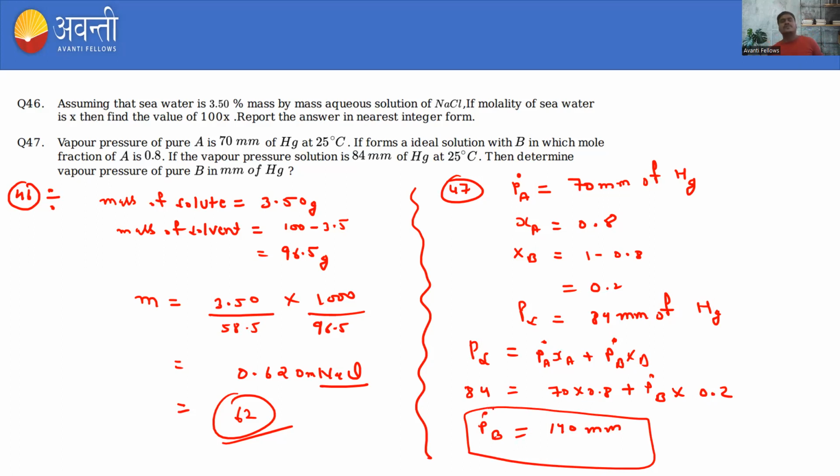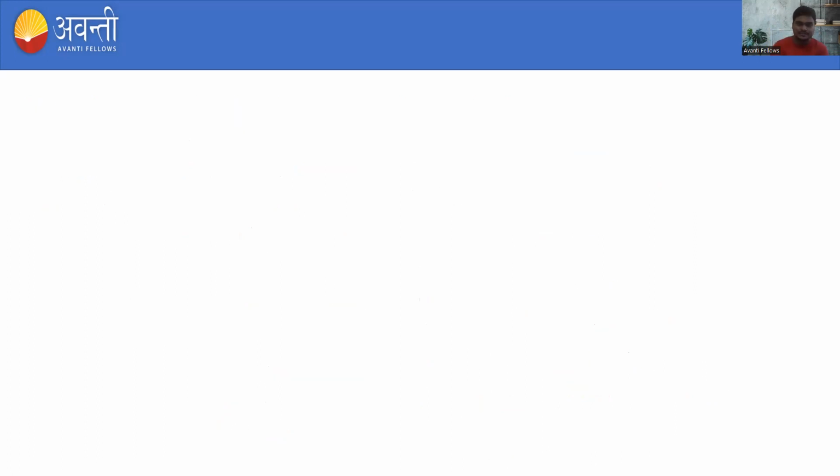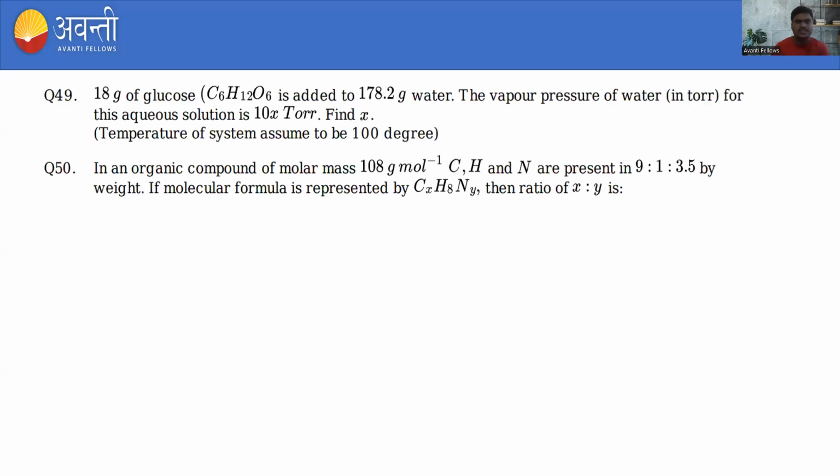So these two questions are only from colligative properties and very simple. One is from Raoult's law and one is from simple molality. So this is how you solve these questions. I hope this is very simple and you can easily solve such types of questions. Now let's move to the next question.